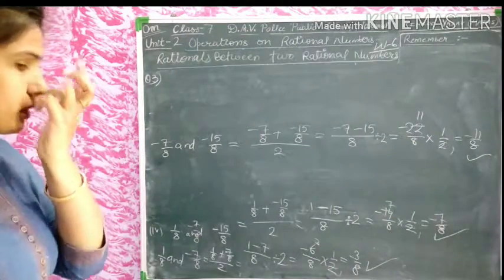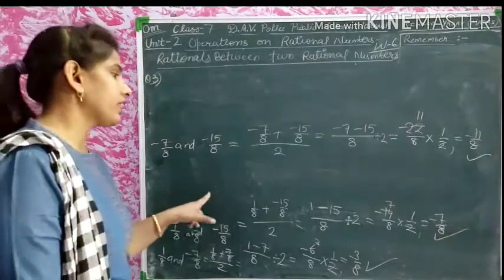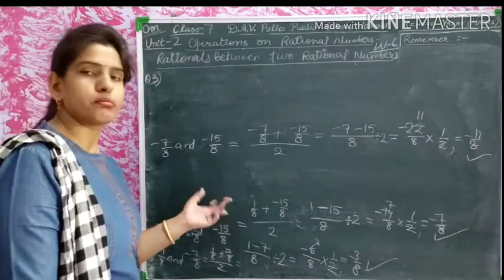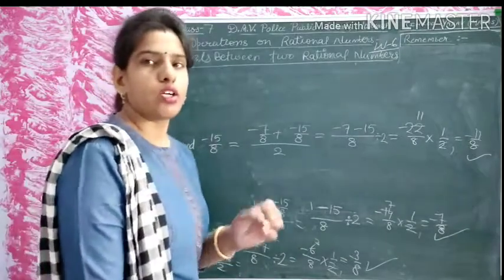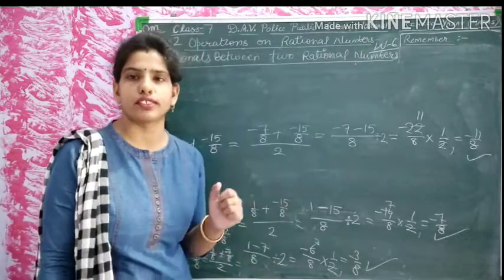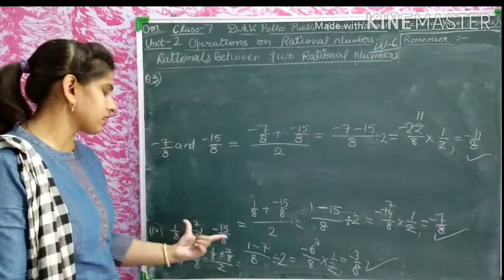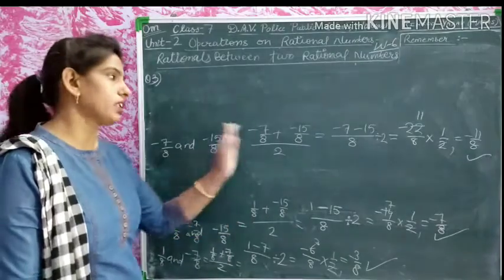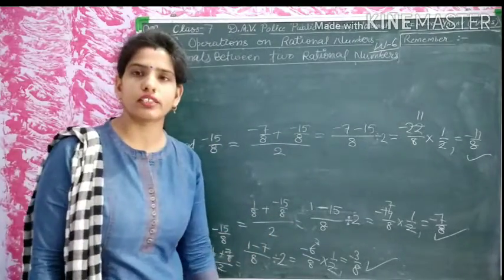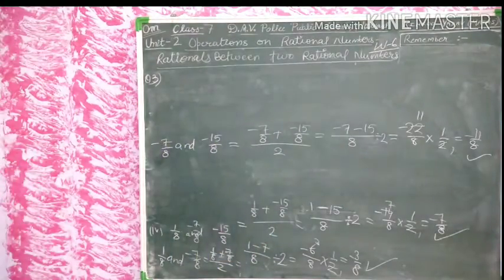Is this clear, students? So we have found these. Like this, we can find any number of rational numbers between these two rational numbers. Between these two rational numbers we can find so many rational numbers of this type. Is this clear, students? Now write down these questions.